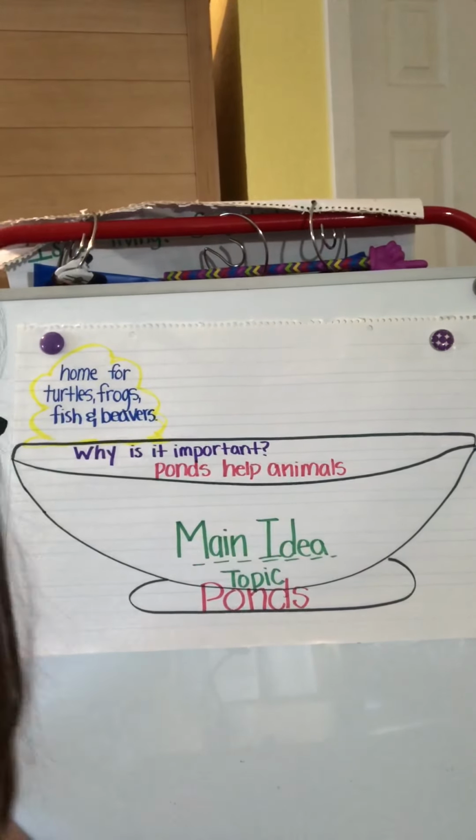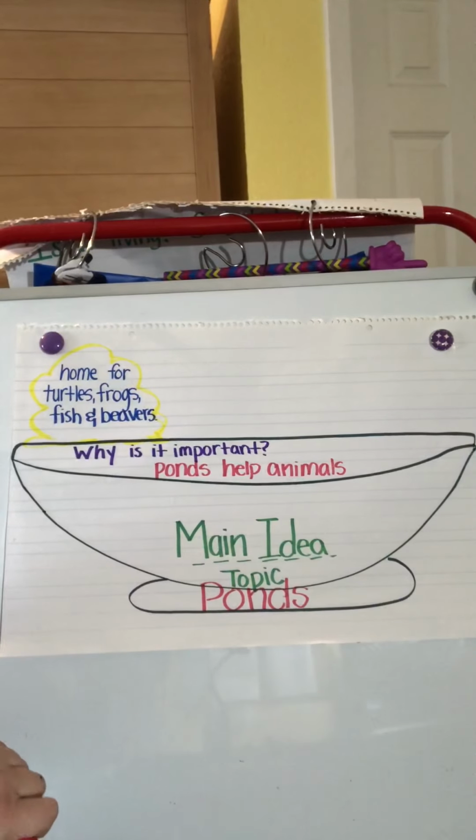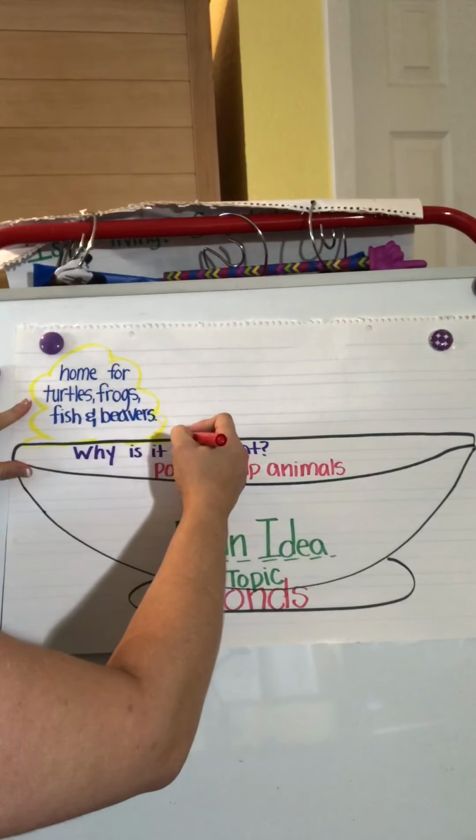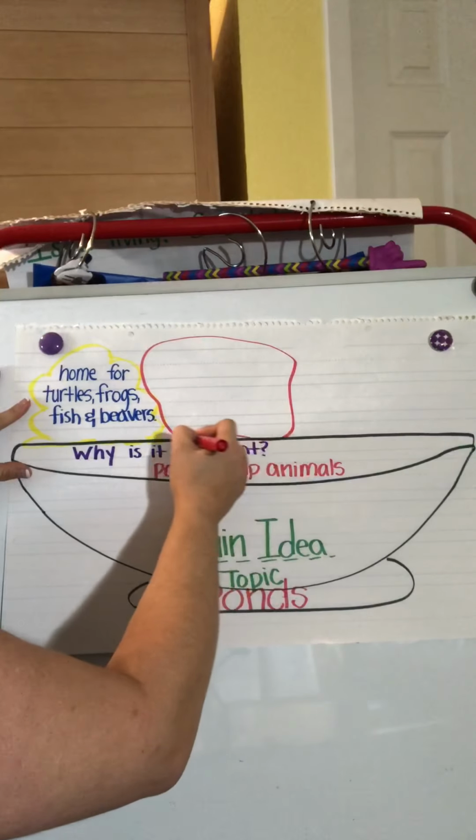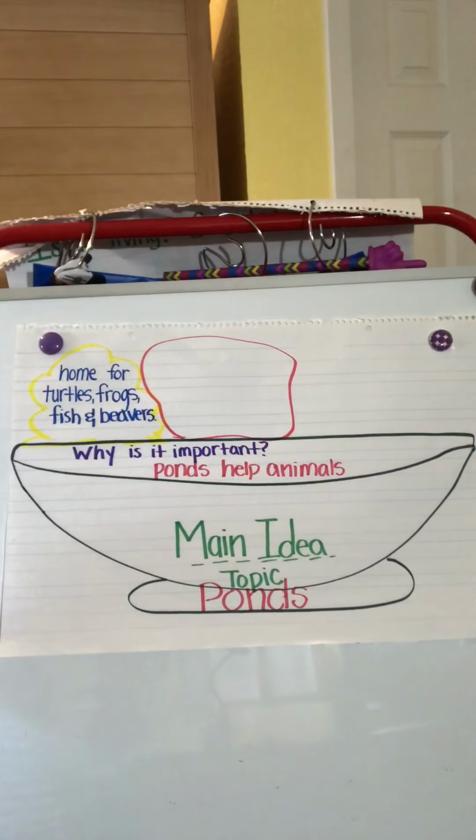How about a double scoop? So here's my strawberry ice cream scoop. I'm going to find a second example of how ponds help animals. So again, you would re-listen to the story, look at the book again if you can't remember. And I'm going to, oh, you know what?